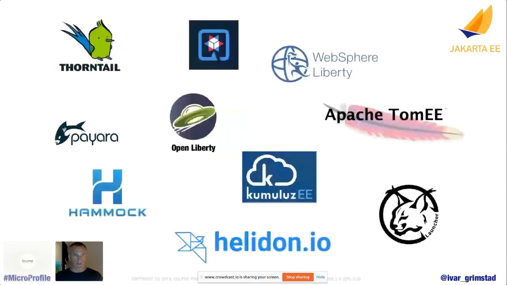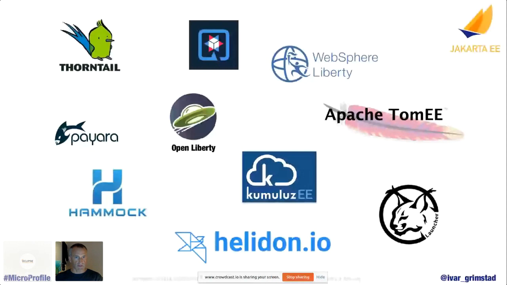We have a set of APIs, which is MicroProfile, and MicroProfile is then implemented by implementations. Different vendors have different implementations, and we have a lot of them. Thorntail and Quarkus are examples from Red Hat. We have OpenLiberty and WebSphere Liberty from IBM. We have Payara from Payara, Helidon from Oracle, Apache TomEE from Tomitribe. And we have a couple of smaller initiatives like Hammock, CouchEE, and Launcher, the last one from Fujitsu. In this talk, I'll use 5 of these to demo with.